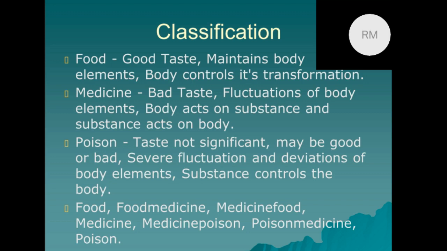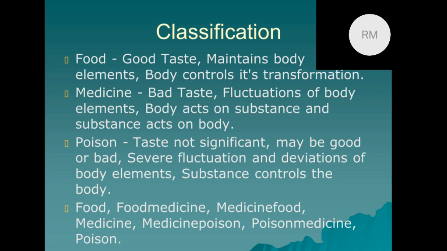And then we have medicine. It is very difficult to get a good tasting medicine. We need to add so many additives to make the medicine palatable. So medicines actually cause fluctuations of body elements. The body acts on the medicine and the medicine also acts on the body. The medicine does a lot more on the body than the food does to it. The food is mainly nourishing, whereas medicine is regulating.